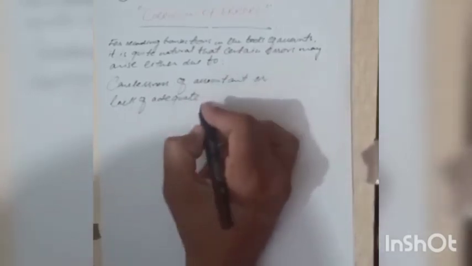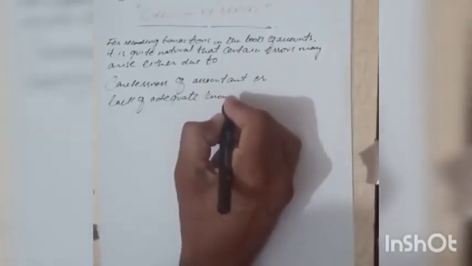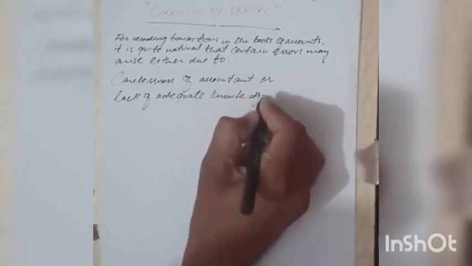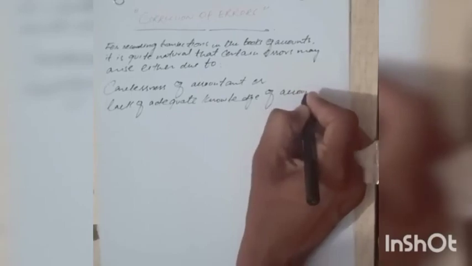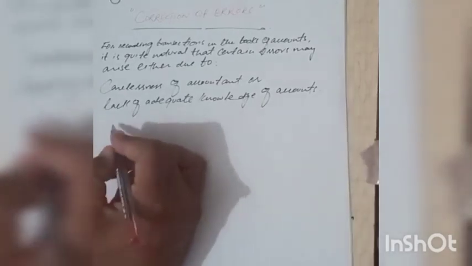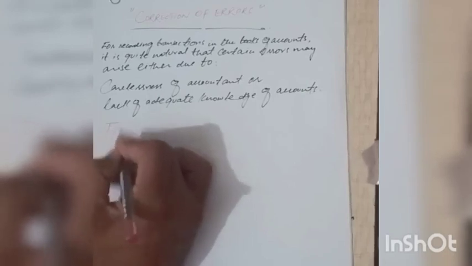Number 1, error of omission. Number 2, error of commission. Number 3, error of principle. And number 4, compensating errors. So I will just list down here the types of error and why they occur, and in the end I will tell you the rule to correct the error. Like, if there is an error in the entry, what is the rule to correct the error?